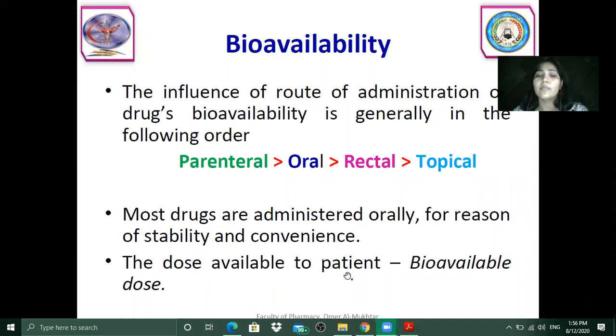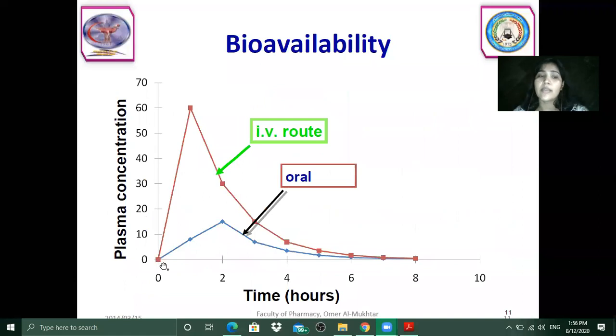So the dose available to the patient is the bioavailable dose. The dose that goes into their systemic circulation will be called the bioavailable dose. For example, this is a very nice graph they have shown about plasma concentration with the IV route and with the oral route of administration. You see with IV we have almost 100% absorption of the drug when we compare it to the oral.